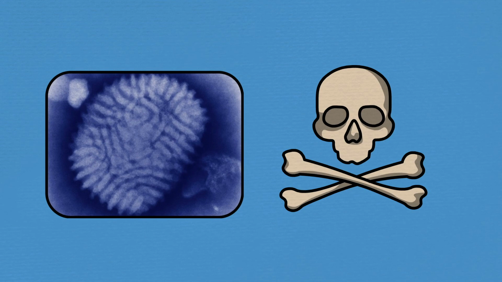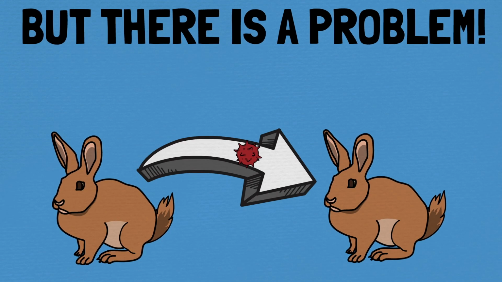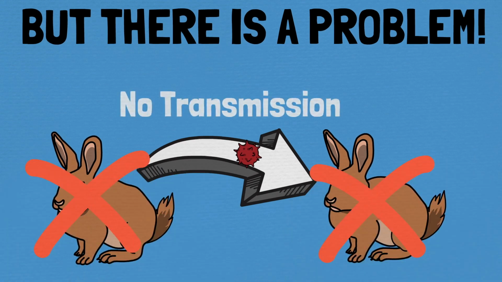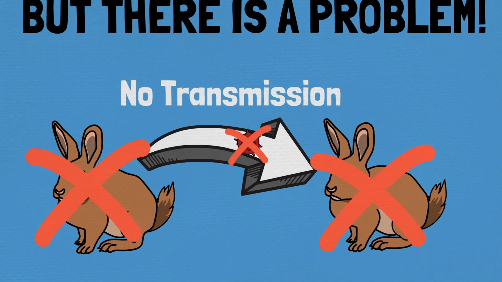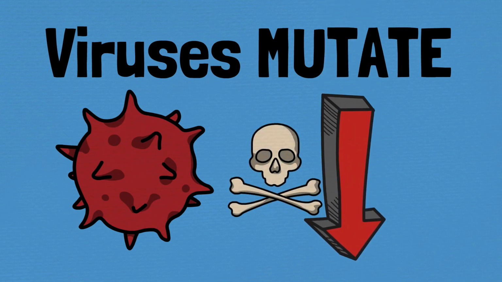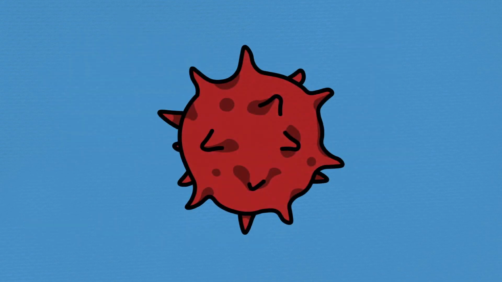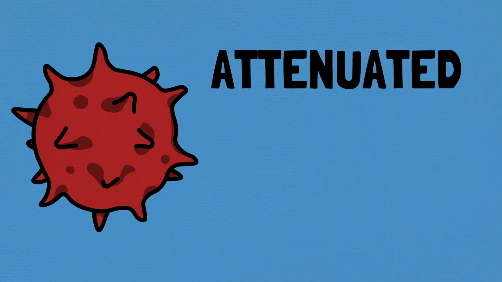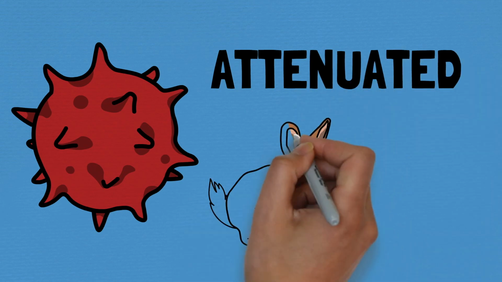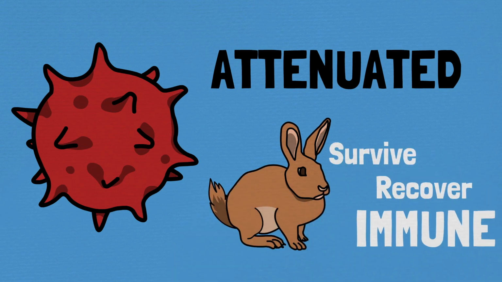Initially, the virus was very effective at killing rabbits. This is where the virus faces problems. When there are no rabbits left, the virus cannot be transmitted and therefore will die out. Viruses mutate, and it so happens that those viral strains that mutated to become less lethal were more likely to transmit and persist in the environment compared to those strains that were more lethal. So, over the 10 years, the virus has become more attenuated, meaning that a higher proportion of the rabbits infected with the virus will survive, recover, and become immune.